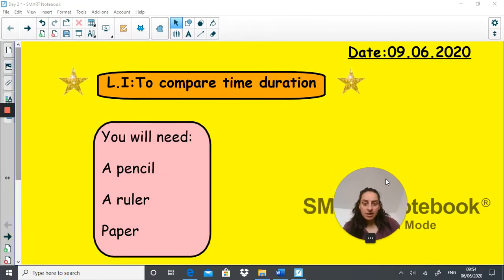Okay, so today's date is the 9th of June 2020. It's a Tuesday. Our NI is to compare time duration, so we'll come on to that a bit more in the lesson to explain. You will need a pencil, a ruler, and a piece of paper. Make sure you have them in front of you, and if you do, let's get started.